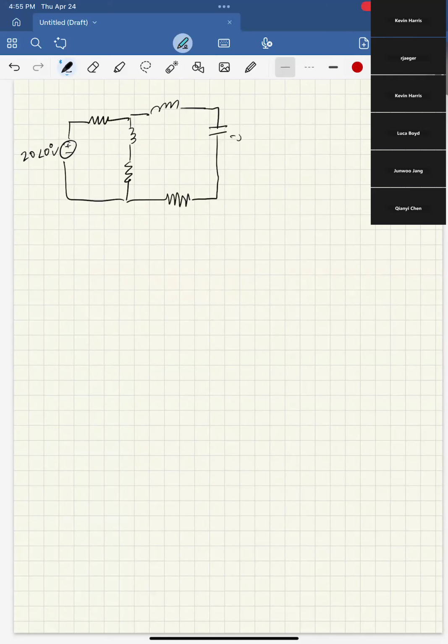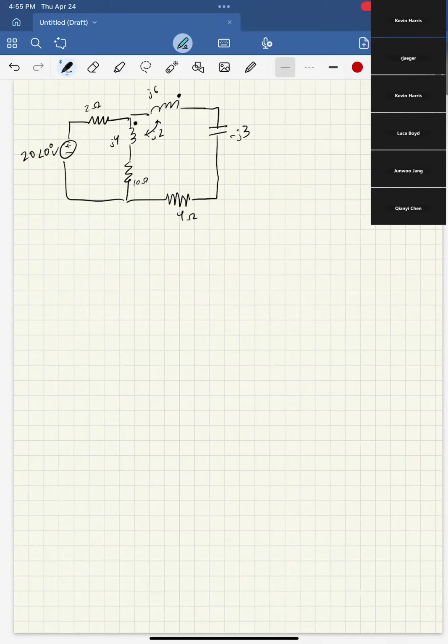Okay, and then negative J3, 4 ohms, 10 ohms, 2 ohms. And then we got a dot here and a dot here. And then these have a mutual inductance of J2. This is J4, and this is J6.